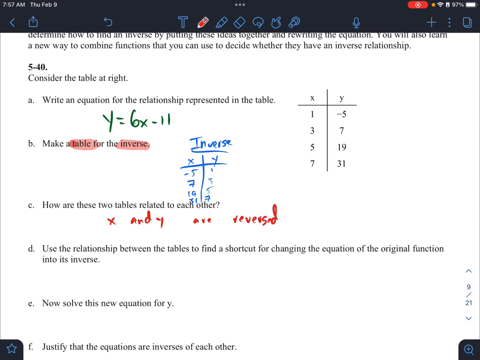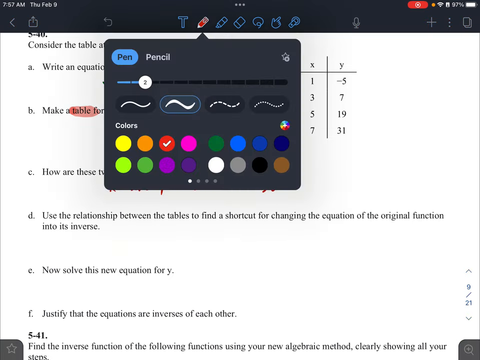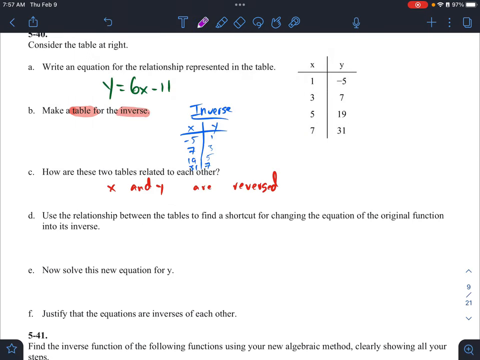Okay? So it says then use this relationship between the tables to find a shortcut for changing the equation. And we looked at this as we looked at our graphing, right? This kind of shortcut is that we are just, again, switching our x and y. So instead of y equals 6x minus 11, I now have x equals 6y minus 11.